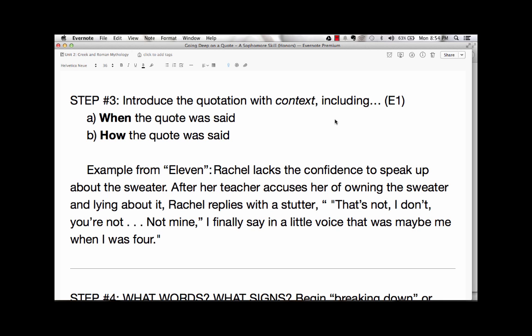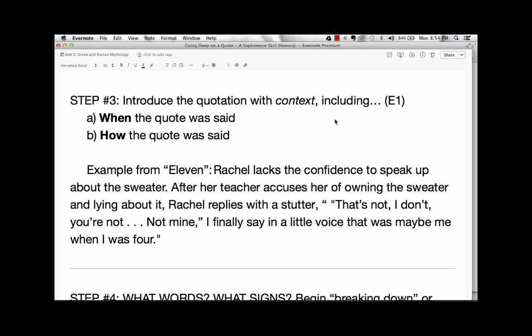Okay, so step 3 of 5. Once we've got our claim and our juicy quote, we're going to introduce the quotation with context. So what do I mean by with context? 2 things: when the quote was said and how the quote was said.